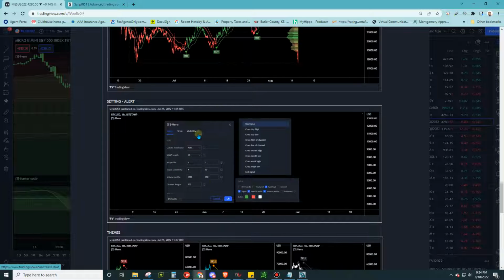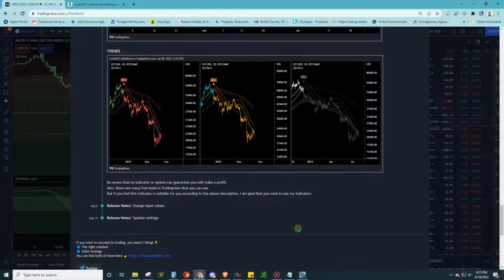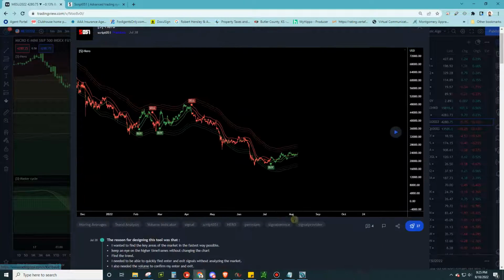Here's your settings. You can set up the buy signal alerts, so that's kind of nice. And then you've got different themes as well, so depending on if you just like a different style or whatever, that's kind of nice that he put the little change in there. So that's the main indicator. That's just called the S hero.